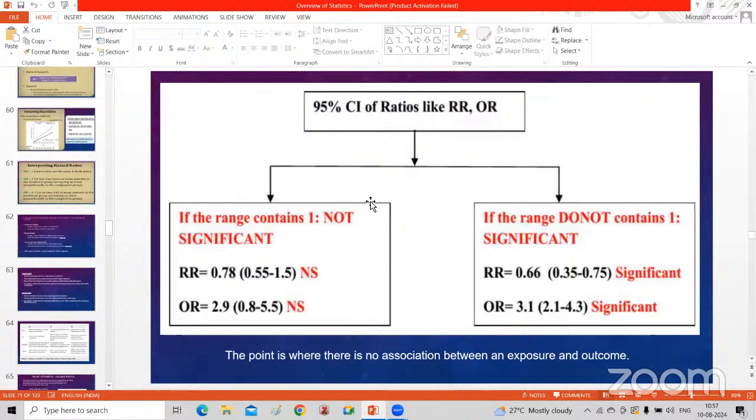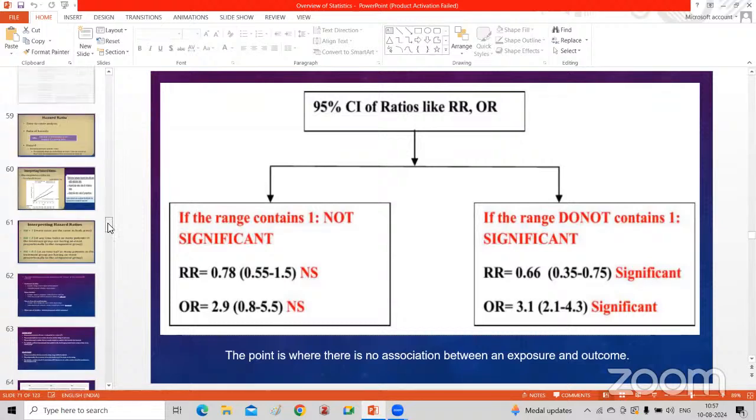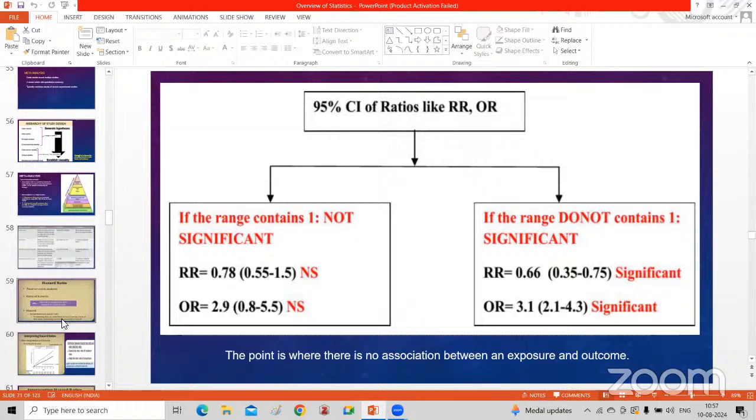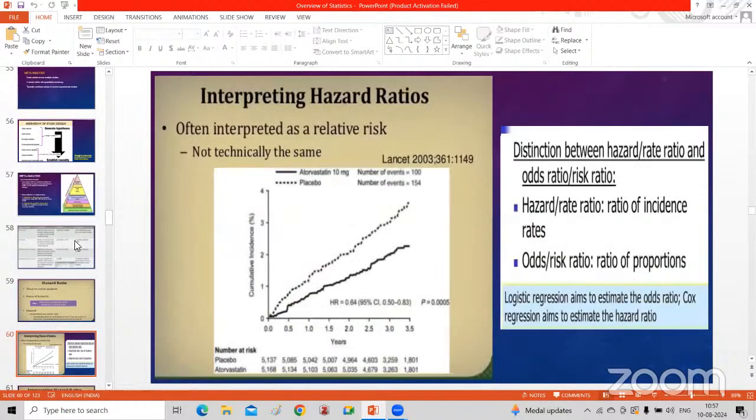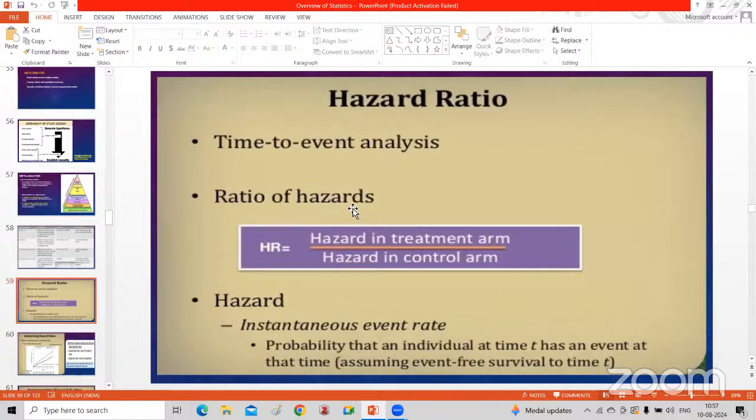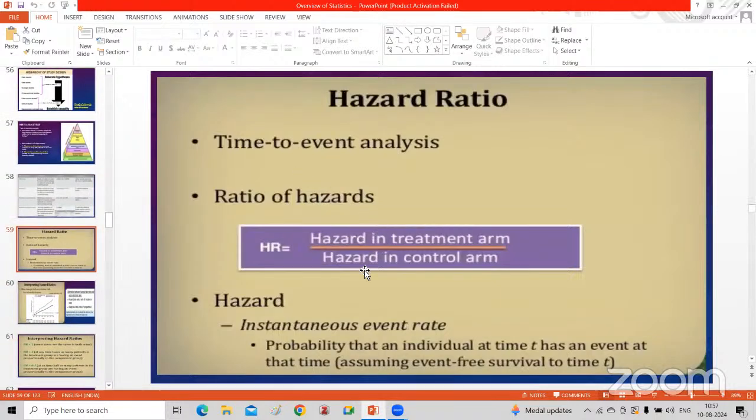So basically, it doesn't matter whether it is a risk ratio, odds ratio, or hazard ratio, the cutoff value is always taken as 1. For hazard, the term can mean hazard in the treatment arm or hazard in the control arm, depending on what we are analyzing. It can be mortality, or relapse, disease, death, whatever we are calculating.